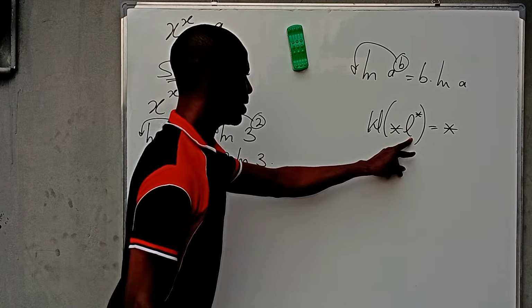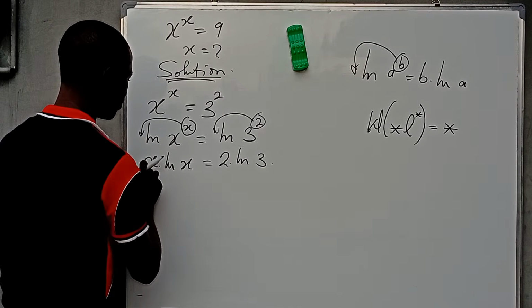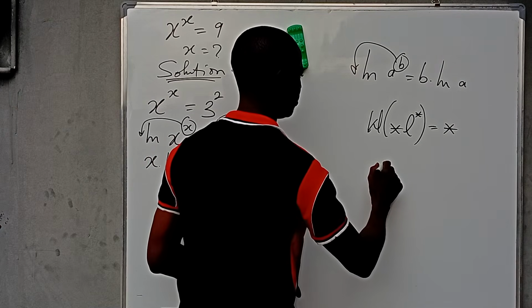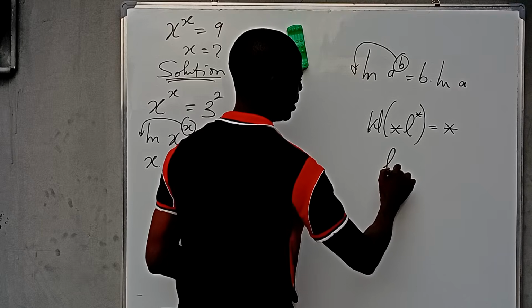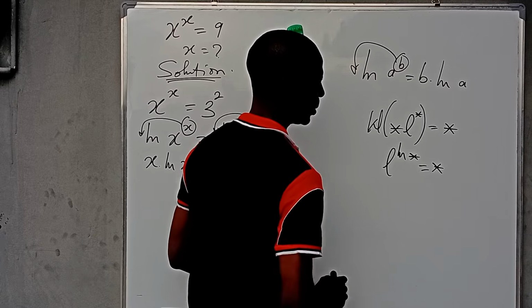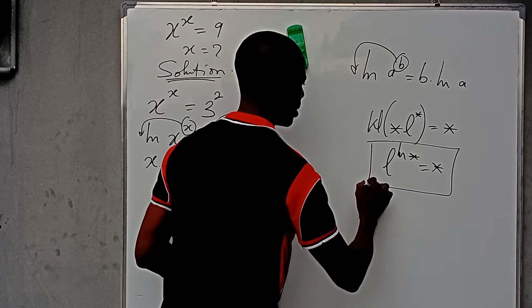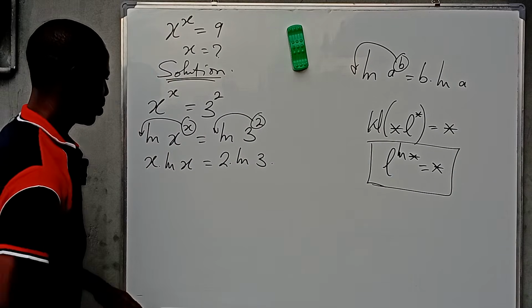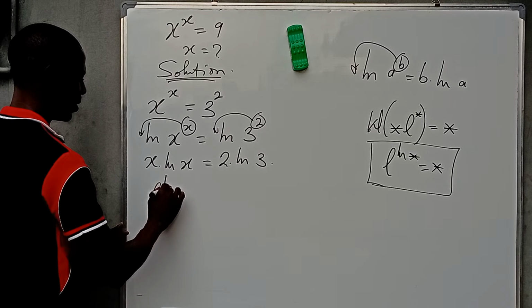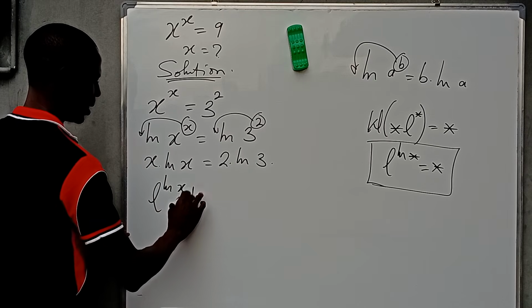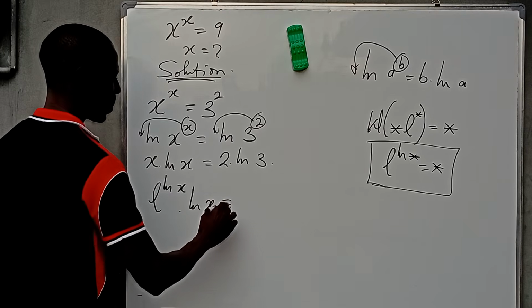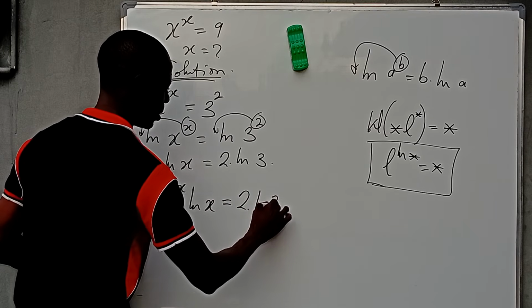So how do we bring e into the system? We have to rewrite our x here. If you have e to the power of ln of a star, this is equal to a star. This is another nice formula we're going to use here. So we want to introduce that here. This is going to give us e to the power of ln of x times the ln of x equal to, the 2 remains in here, the ln of 3 remains in here.